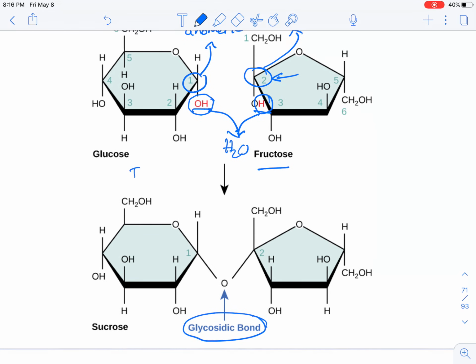Okay. Now, if you are going backwards, from a glycosidic bond to the monomers, so if you want to destroy the glycosidic bond, then the process is known as hydrolysis.